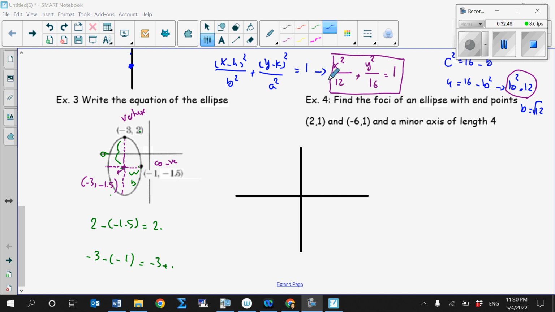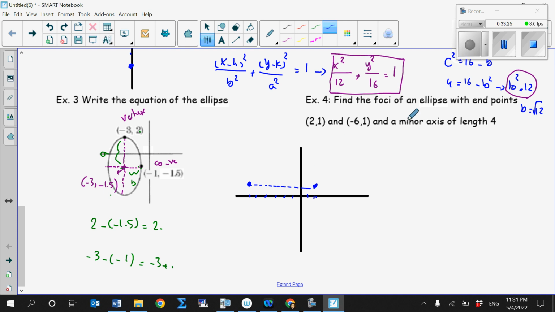Okay, this time we're trying to find the equation of an ellipse with the endpoints at 2 and 1, -6 and 1. So let's find the endpoints first. So 2 and 1, let's say here, and -6 and 1, 1, 2, 3, 4, 5, 6, and 1. These are the two endpoints. That means one axis is going to be here. I don't know yet if it's the major axis or minor axis. I know that this is just an axis. We will find this out later.